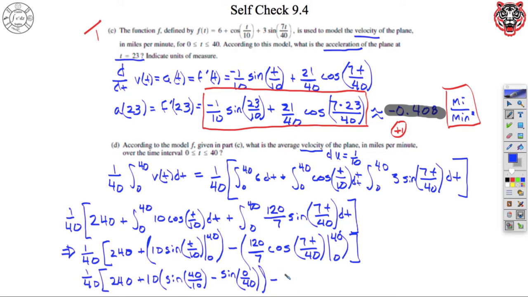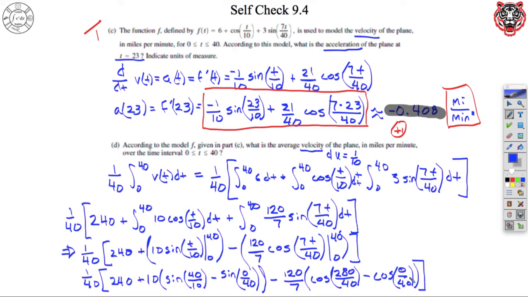Now this is going to be subtracting 120 over 7. I'm going to bring that to the outside, and that's going to be times cosine of 40 times 7, that's 280, divided by 40. I think that evaluates to something nice, but I'm going to leave it as a fraction, and that's going to be subtract cosine of 0 over 40, which does evaluate to just 1. I'll leave it there. And end the final bracket.